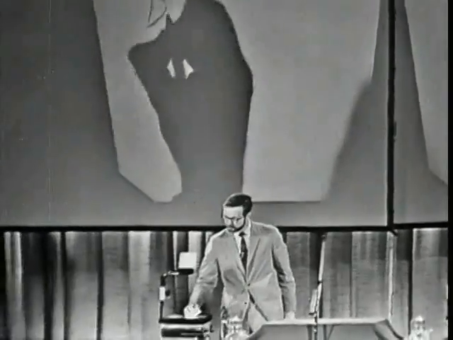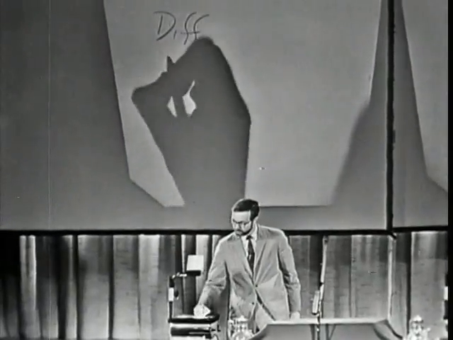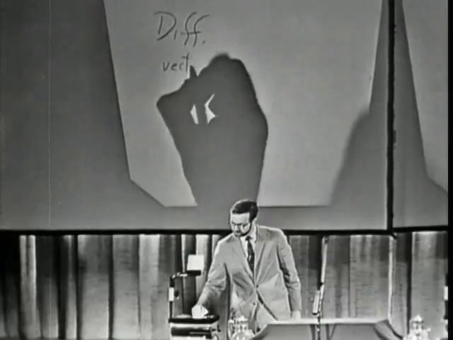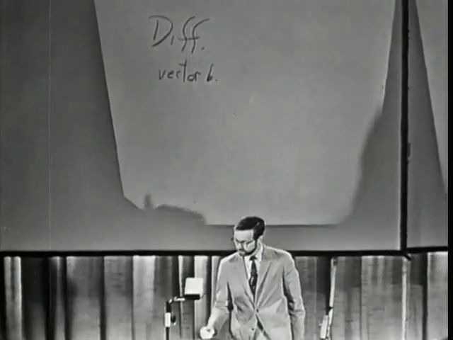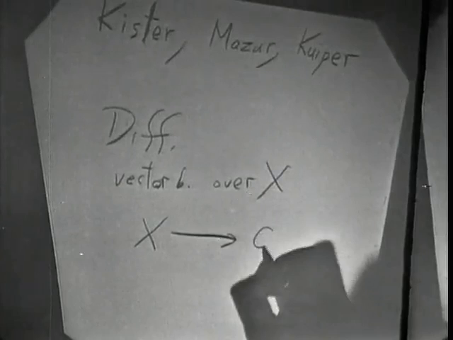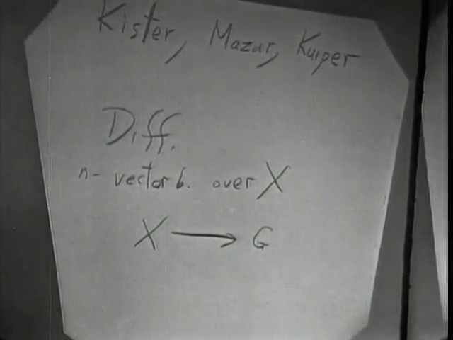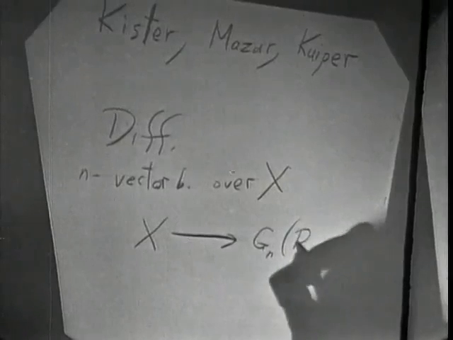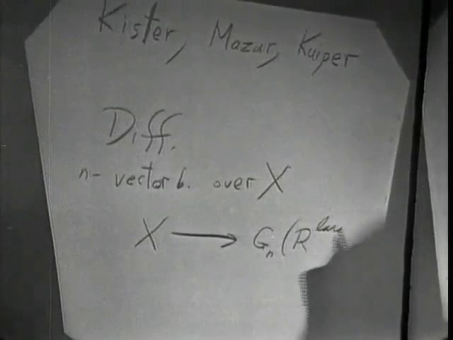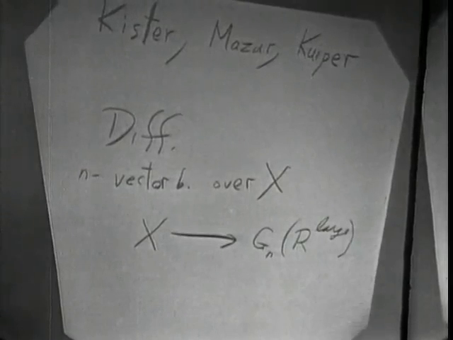So that in the differentiable case, you remember that a vector bundle over X determines and is determined by a mapping from X into the Grassmann manifold. Say an n-dimensional vector bundle determines a mapping from X to the Grassmann manifold of n-planes in a large dimensional Euclidean space.